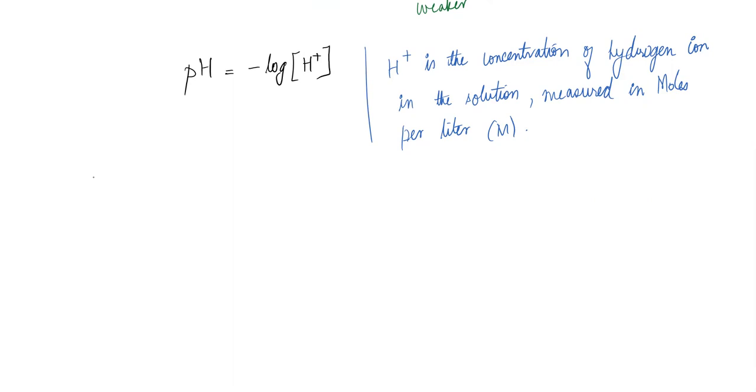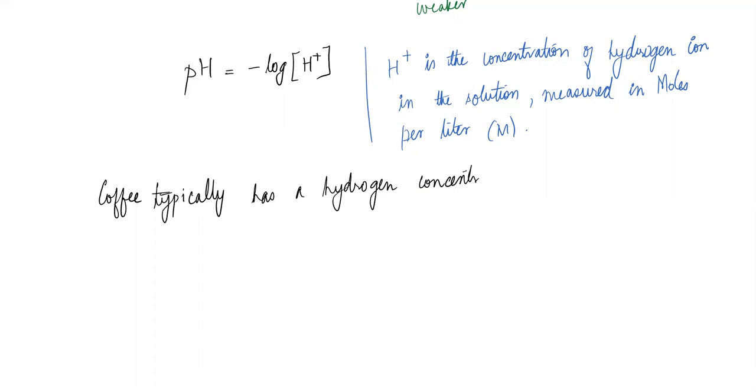Okay, so here's the question. Coffee, my favorite, typically has a hydrogen concentration of 0.40, 2, 3, 4, followed by a 1, M for the moles per liter. What is its pH?